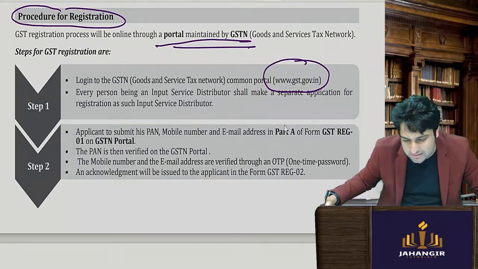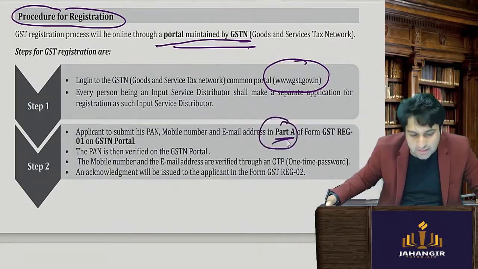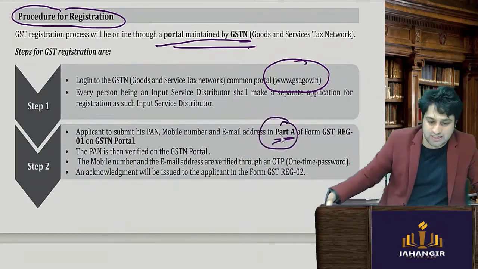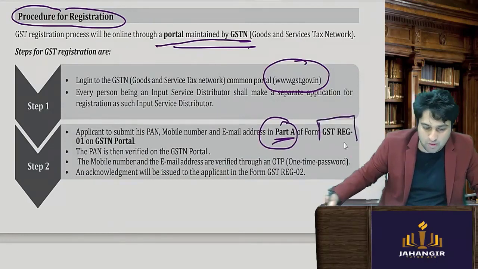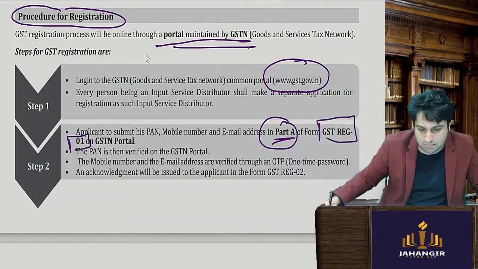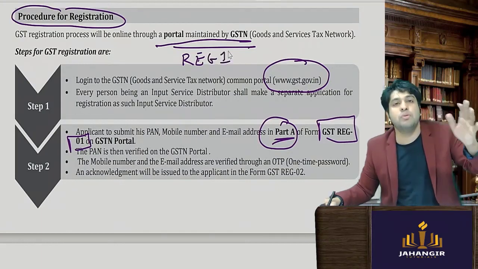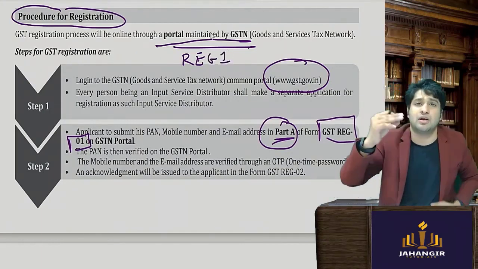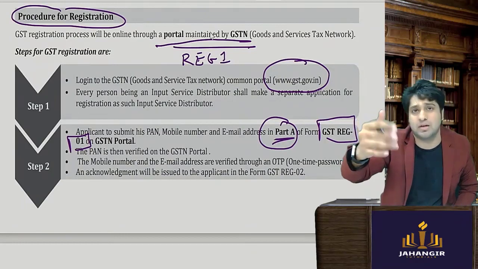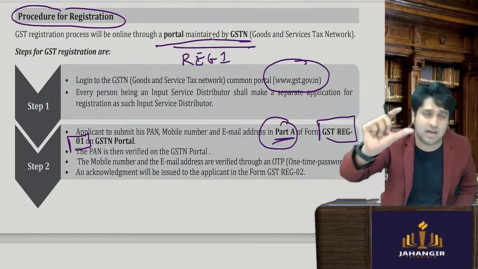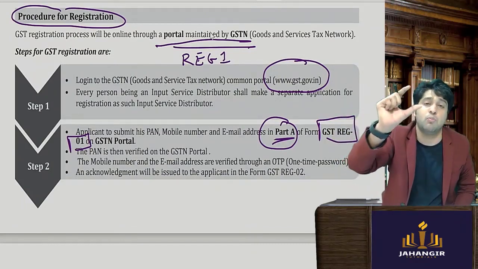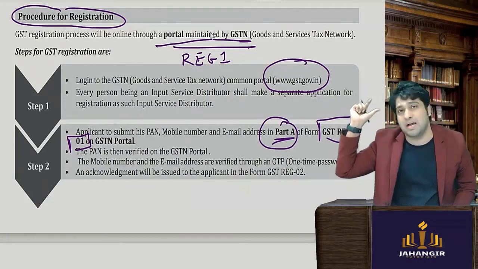Moment you go there, it is divided in part A. In part A is your GST REG-01, okay, on the GST portal. So remember, REG-1. Now, moment you put that, you have to put your company or individual's PAN number, and on that PAN number, an OTP will come to the mobile number of whoever's name it is.